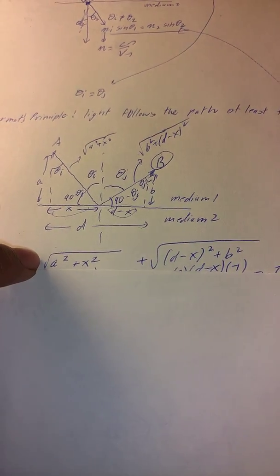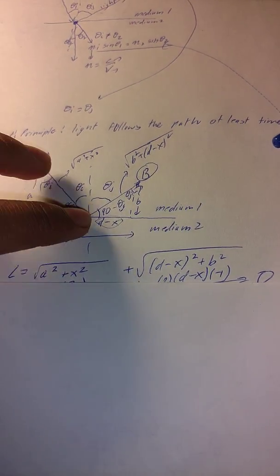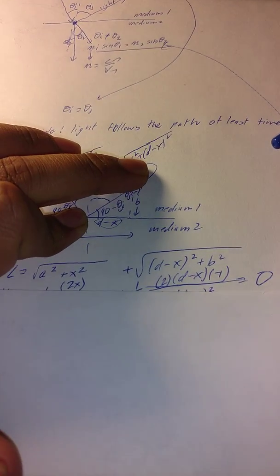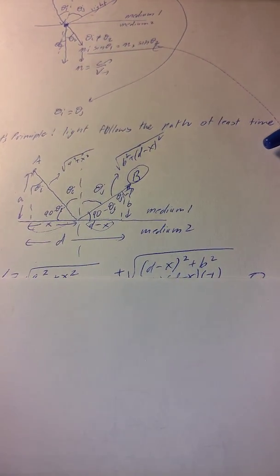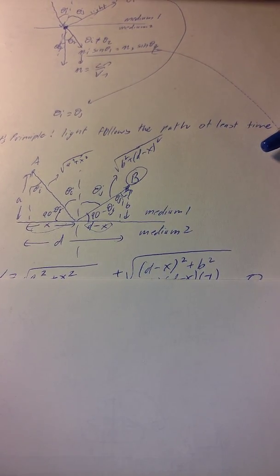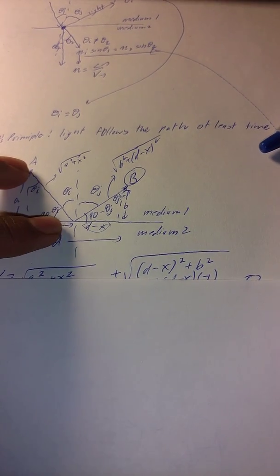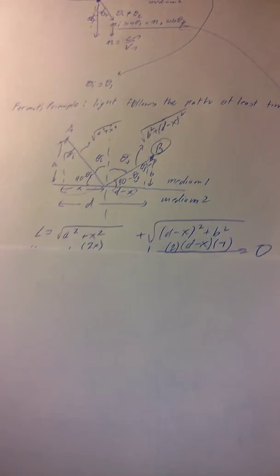Now the length, we use the Pythagorean theorem. This is a and this is x, so it's just the square root of a squared plus x squared. And we find out this distance from the origin to point B, which is just the square root of (d minus x) squared plus b squared, which is another Pythagorean theorem. And that's the path the light needs to take. Now we want to find the least path, right?